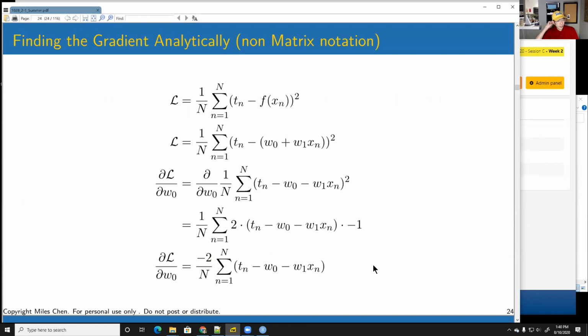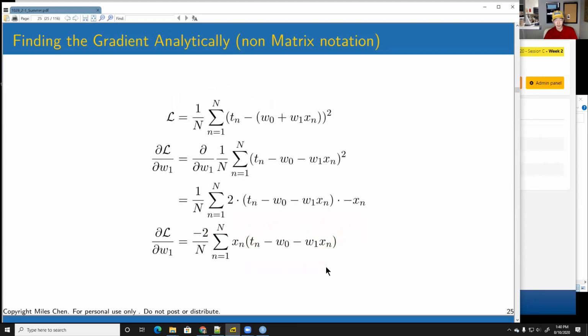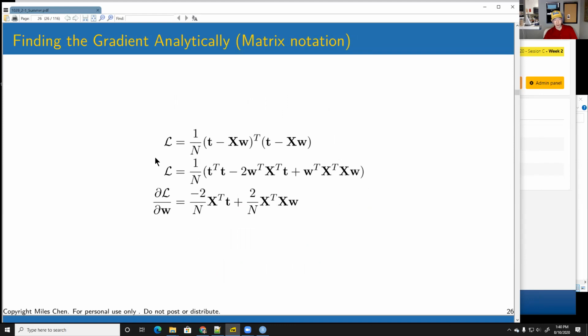All right, so here I can find the gradient analytically, which means we take the loss function and find the derivative with respect to W0, and the derivative with respect to W1, okay? If I expand this, then this is the gradient with respect to W0, which simplifies to this. If I find the gradient with respect to W1, then it becomes this, all right? So this is non-matrix notation. I can do it in matrix notation, and just ask what's the gradient of L with respect to W? I skipped the steps, but we covered this in a previous lecture, and this becomes minus X transpose T plus X transpose X W. We can multiply it by a constant 2 over n, and that's fine.